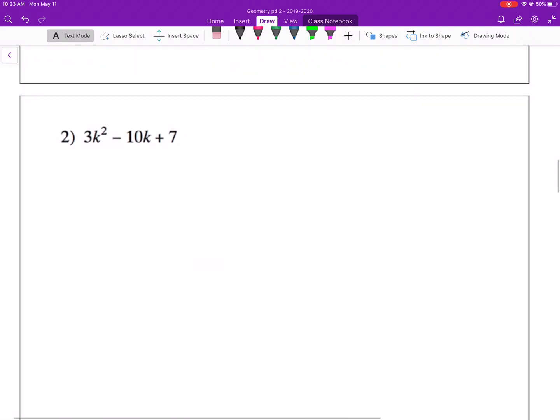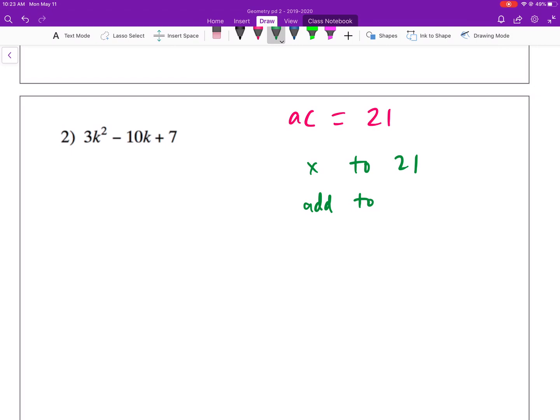Next, check for GCF. GCF, no go. It's 3 terms, it's a trinomial. Is it AM or is it AC? It's AC, because the value in front of k squared is bigger than 1. So A times C, which is 3 times 7, is 21. So we need values that are going to multiply to 21 and add to the B value, which is negative 10. So all the values A, B, and C get incorporated in some way at the beginning.